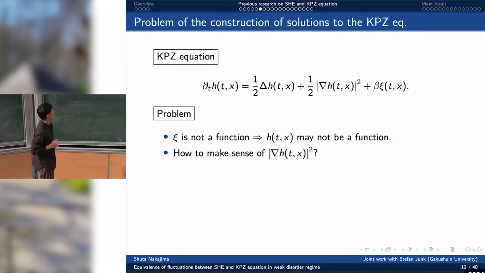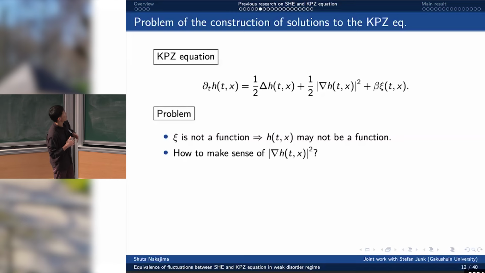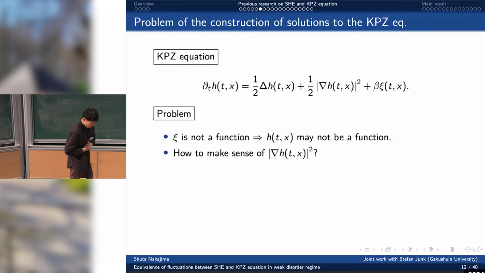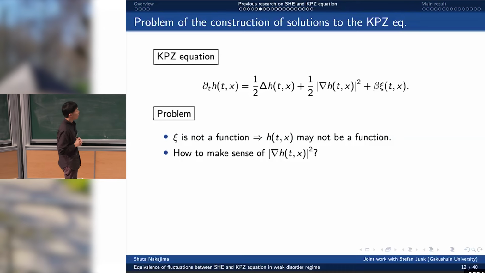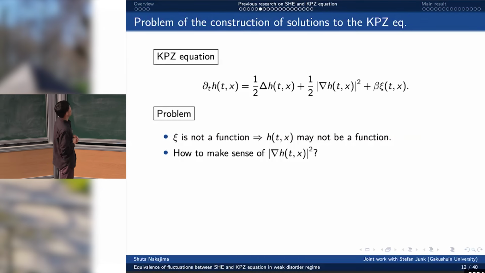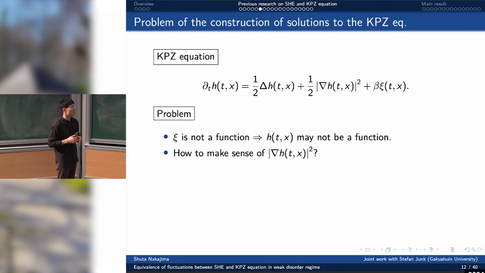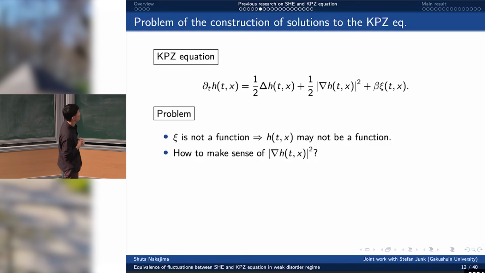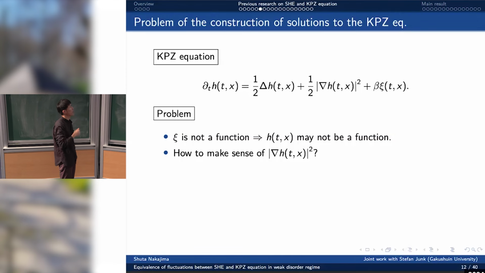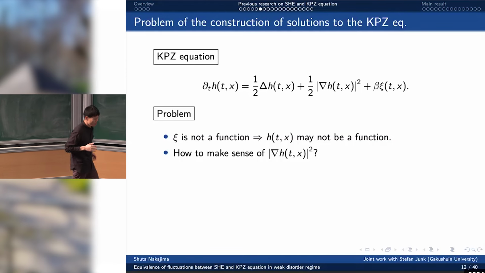In this slide, I want to explain why solving the KPZ equation is very hard. It is well known that the noise term, xi, is not a function, just a distribution. So it is not that difficult to imagine that the solution h is not a function itself. We can take a derivative of a distribution, but we cannot consider multiplication of distributions. So the problem is that the second term, the nonlinear term, doesn't make sense in mathematics. This is one of the difficult problems.